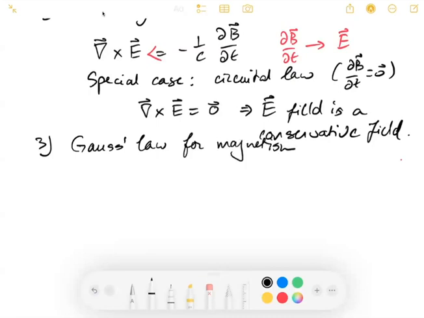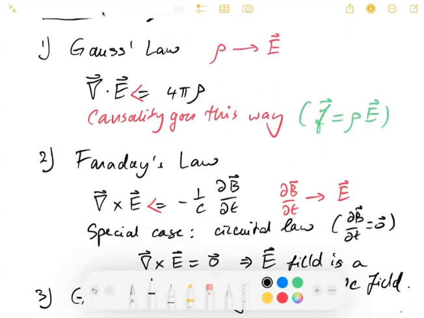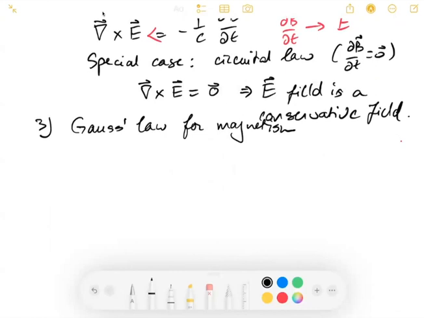Okay, running into my own writing. So Gauss's law for magnetism is basically the same Gauss's law, except now for magnetism. The left side is the divergence of B, but the right side is, well, what is it?